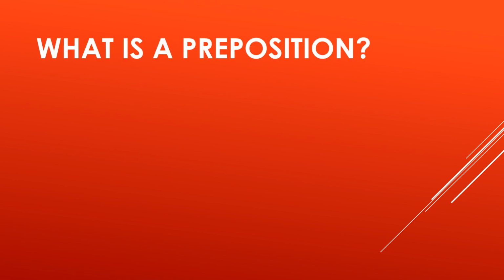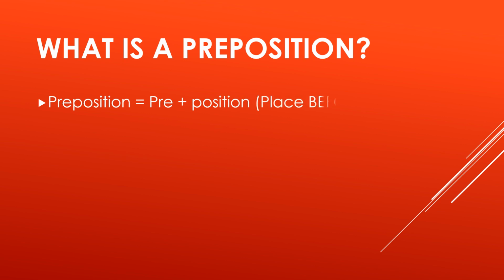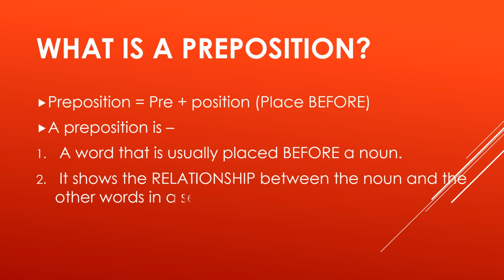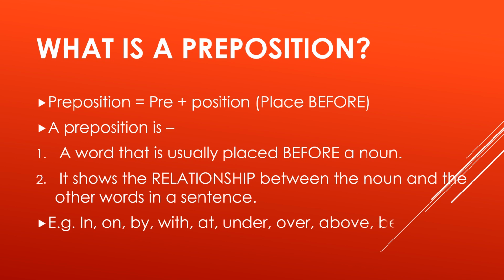We can split the term preposition into pre and position, which means to place before. This means that a preposition is placed before something. So what exactly is a preposition? A preposition is a word that is usually placed before a noun, and it shows the relationship between the noun and the other words in a sentence. Prepositions are words like in, on, by, with, at, under, over, above, below, etc.